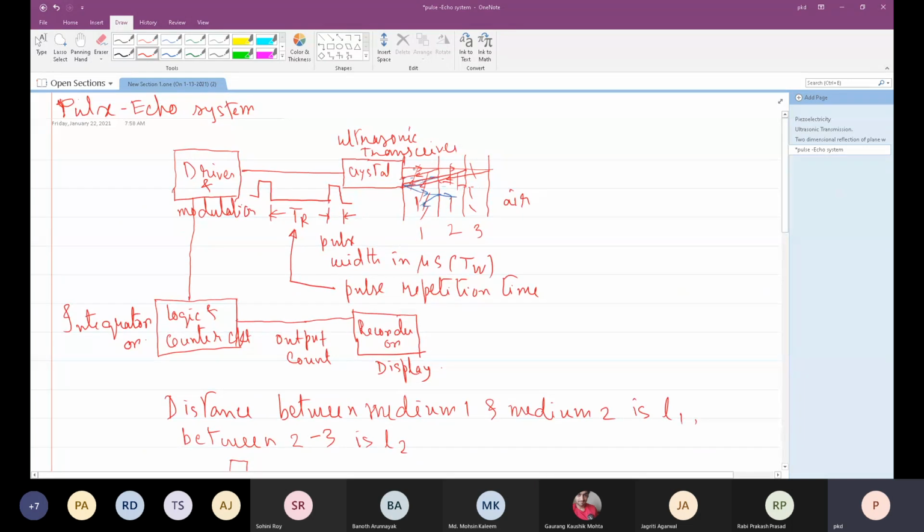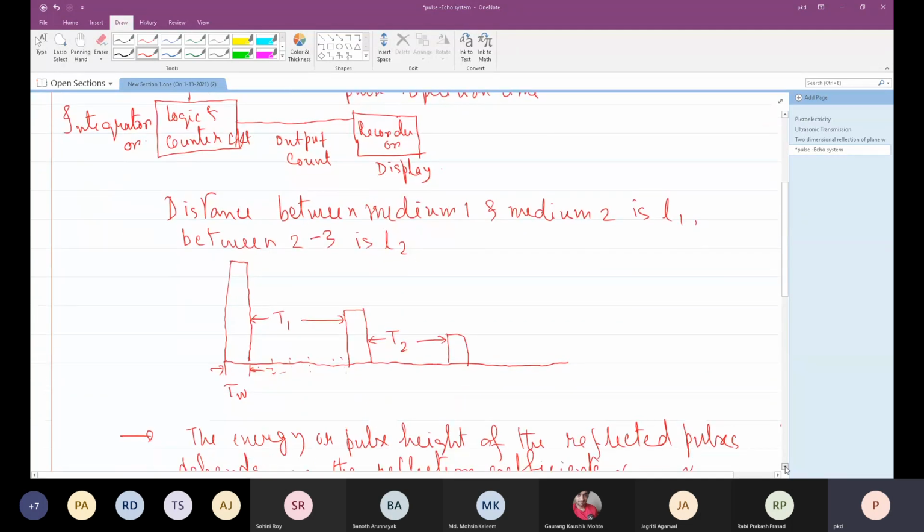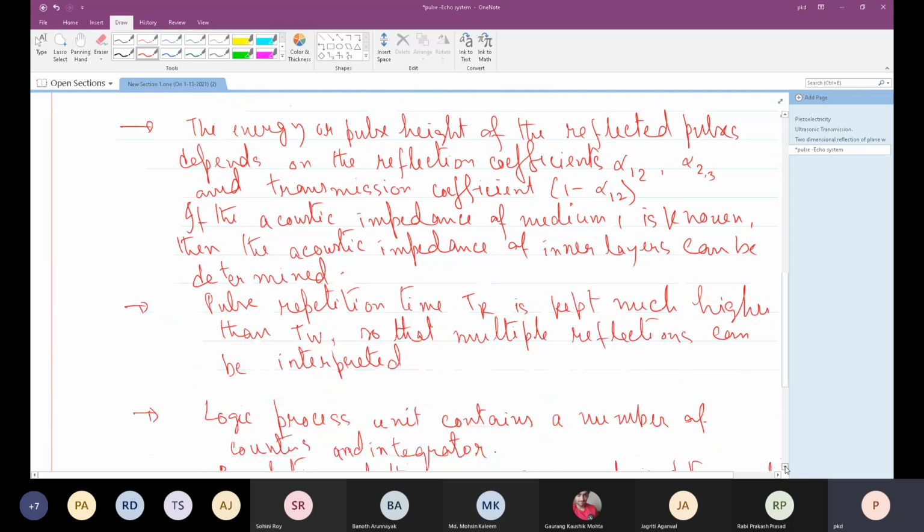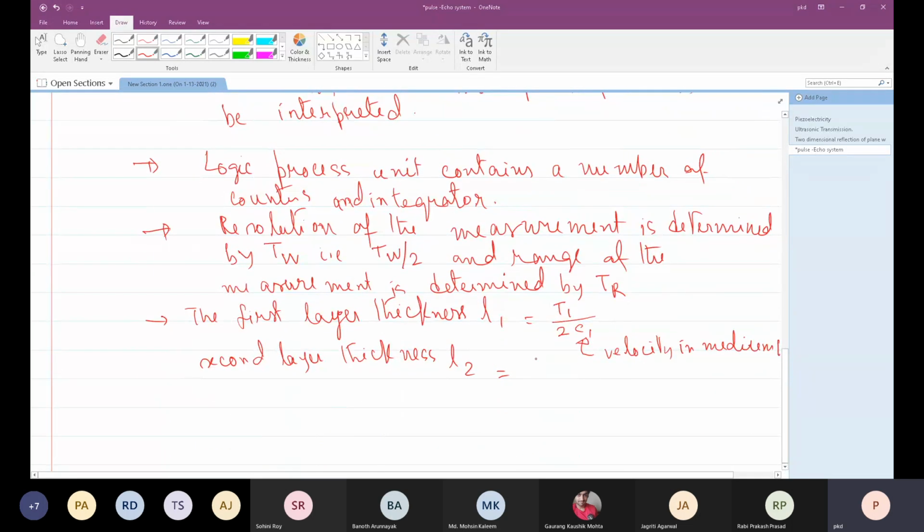So basically the first reflection is here. So twice L1. So L1 by twice L time is equal to twice L1 by C1. Now for the second one, this reflection is coming after the time T1 plus T2. However, here we have just T2, so that is T2 by C2.